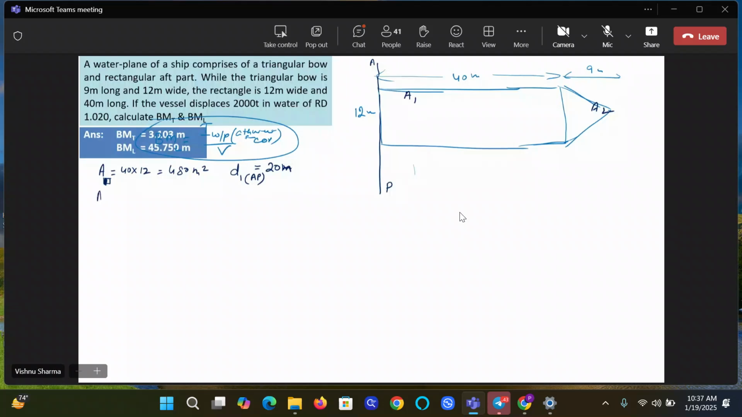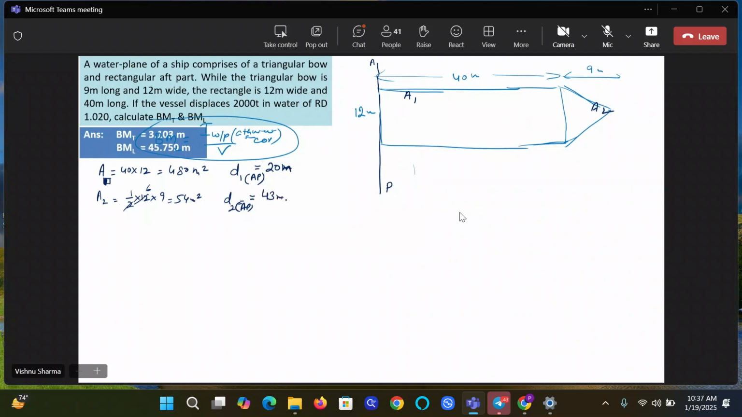What is the area 2? Area 2 is half base into height, 54 square meters. Correct? Can you please look at the diagram and tell me what will be D2 from the after perpendicular? Mark the geometric center of the triangle and see what is the distance from the after perpendicular, guys. 43 meters. Very good.